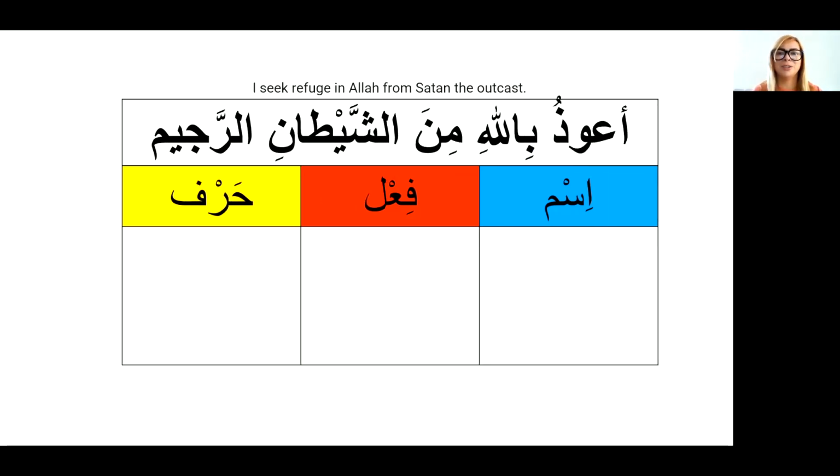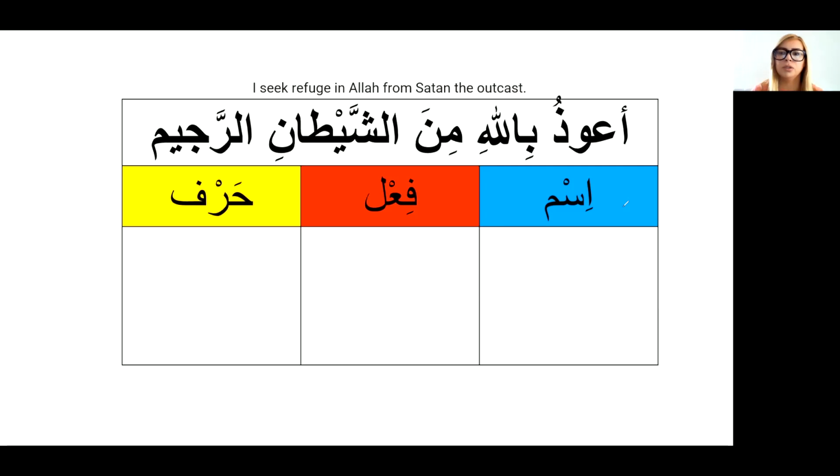Okay, an even harder one. أعوذ بالله من الشيطان الرجيم. So I seek refuge in Allah from Satan the outcast. So let's categorize اسم, فعل, وحرف. Pay attention to the particles and what constitutes a verb and the signs of a name or noun.